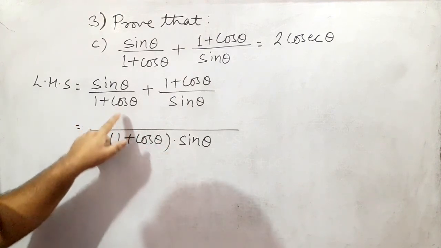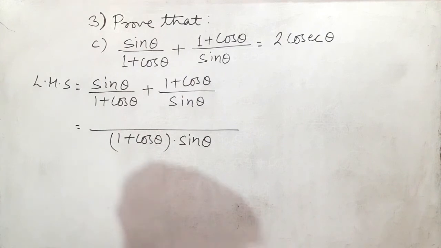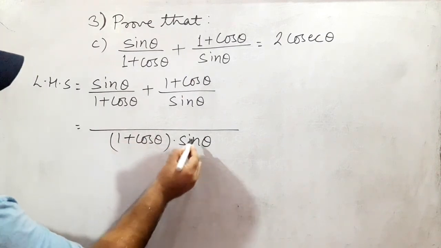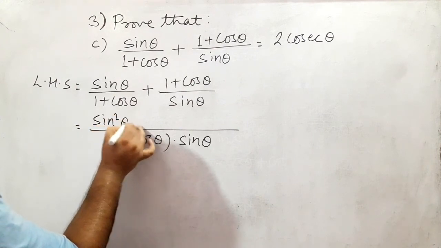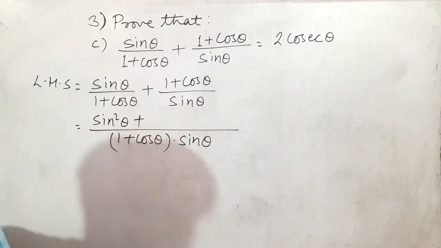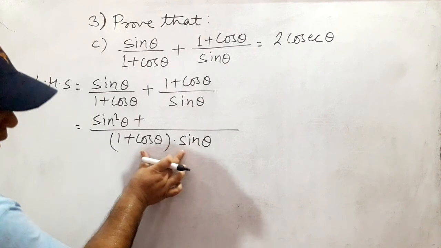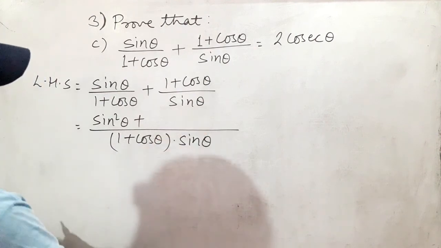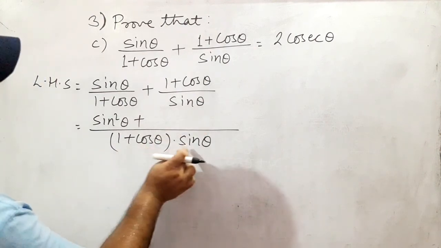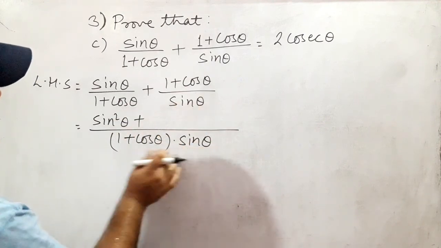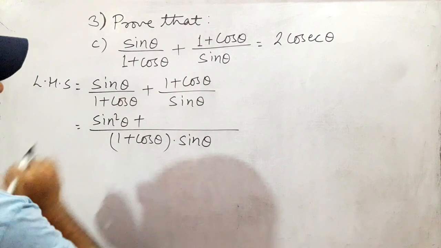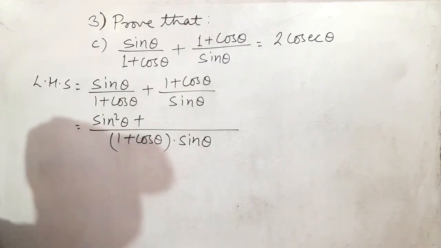So 1 plus cos theta and 1 plus cos theta get cancelled. The remaining term is sin theta. So sin theta into sin theta becomes sin square theta plus. Now let's divide this denominator again with sin theta. So 1 plus cos theta into sin theta divided by sin theta cancel. 1 plus cos theta into 1 plus cos theta is 1 plus cos theta whole square.